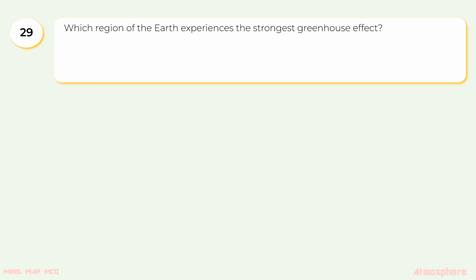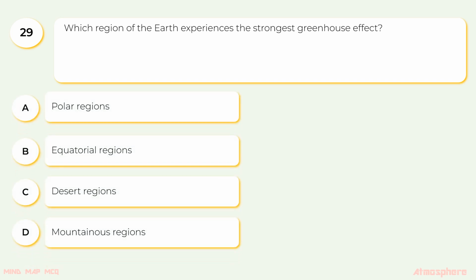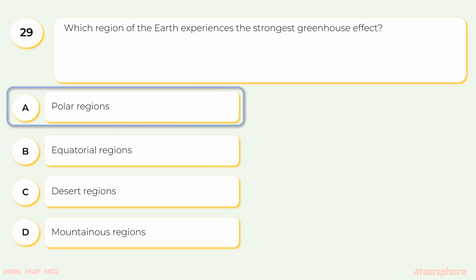29. Which region of the earth experiences the strongest greenhouse effect? The options are A. Polar regions, B. Equatorial regions, C. Desert regions, D. Mountainous regions. The correct option is A.